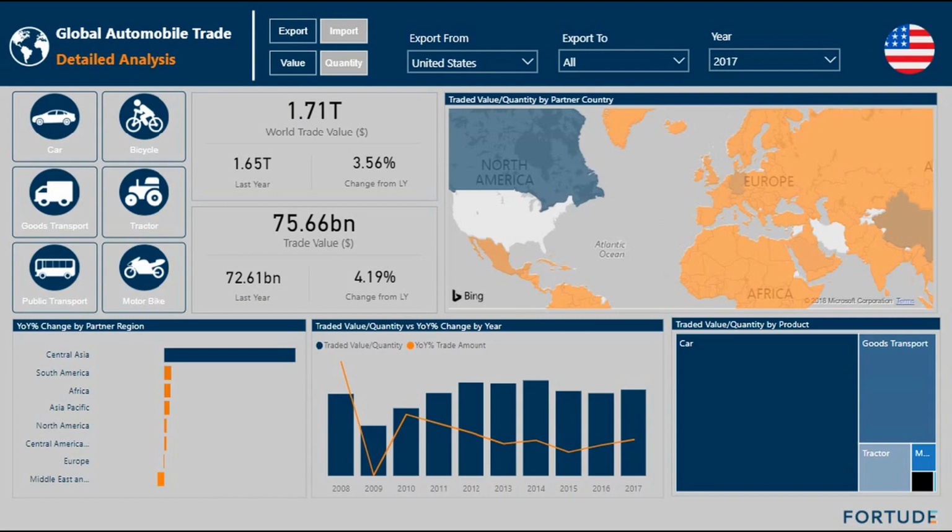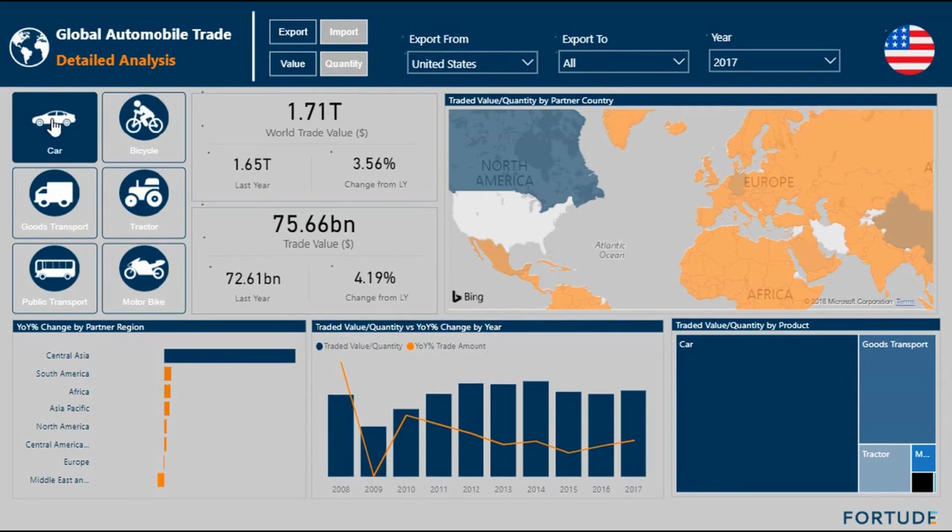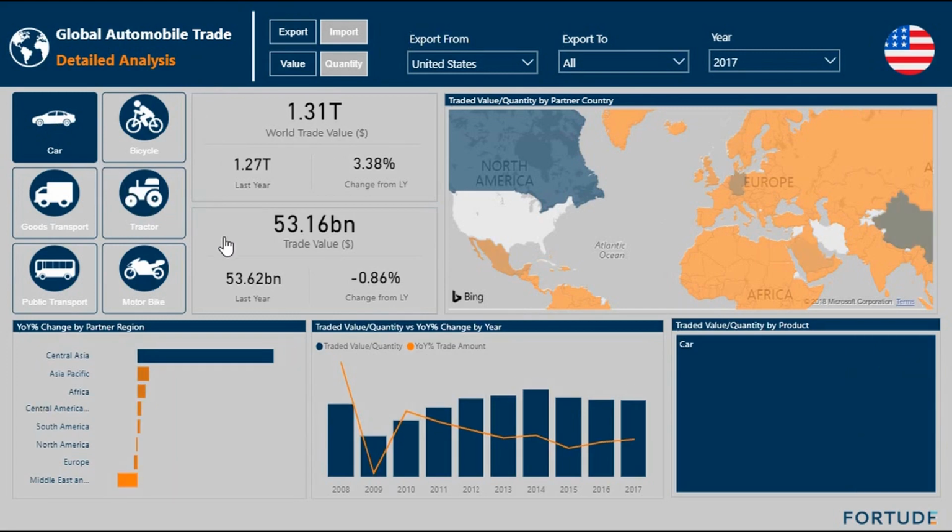The next page of the report lets the user visualize global trade flow in greater detail. On this page, we can see trade performance of a country along different dimensions against the selected metric. The value metric that has been selected can be sliced by the different automobile categories that are traded, such as cars, bicycles, motorbikes, and others.